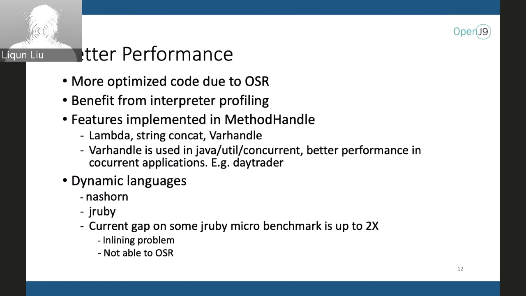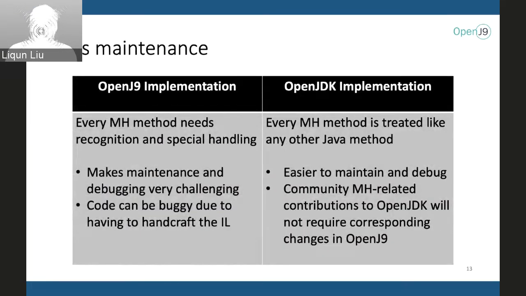Lastly, dynamic languages like Nashorn and JRuby use method handles intensively. We are seeing a large gap between OpenJ9 and OpenJDK. On some JRuby macro benchmarks, the gap can be up to 2x. This is due to some inlining problems and OSR problems caused by the limitations of OpenJ9's method handle implementation. Next, I'll pass it to Nazim to talk about other benefits and the remainder of the presentation.